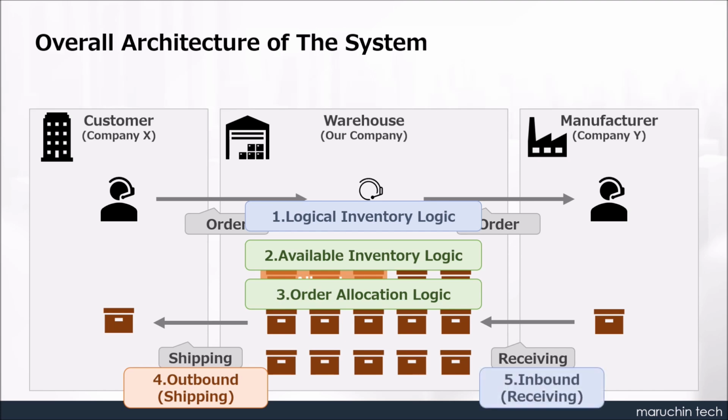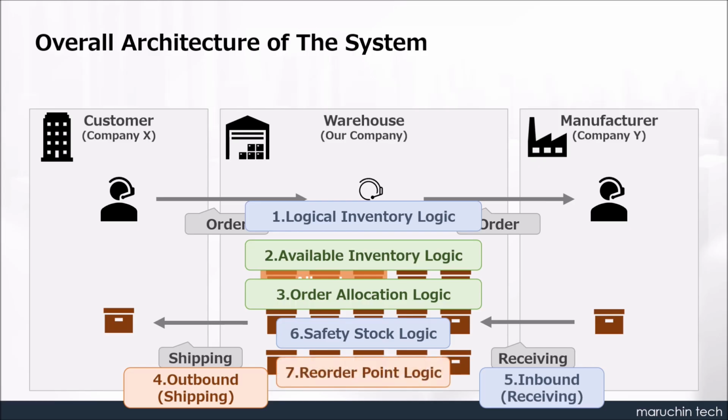The inbound receiving logic is executed when goods arrive at the warehouse from a supplier. The safety stock logic calculates the minimum inventory required to prevent stockouts. Finally, the reorder point logic calculates the threshold for when to place a new order. We will create these logic components using Python functions.